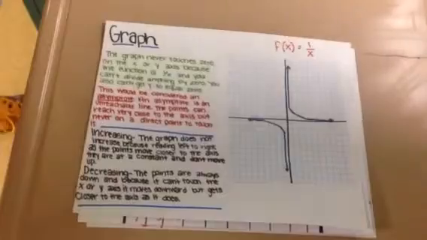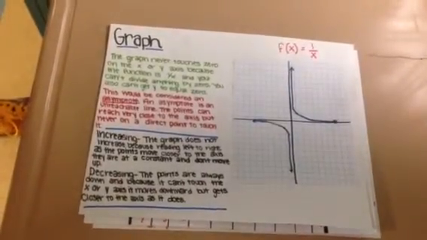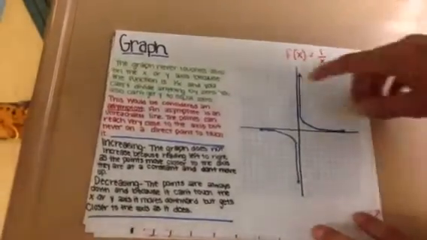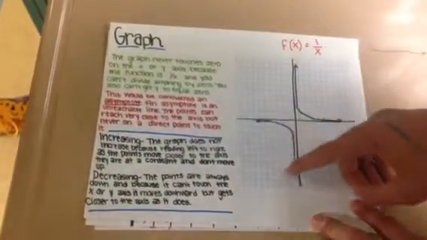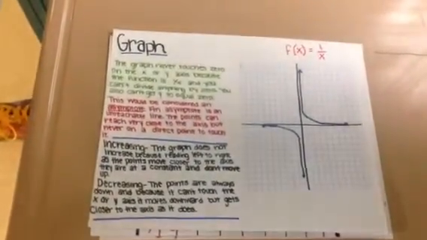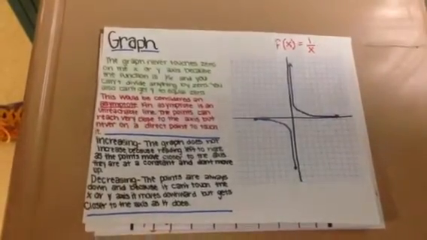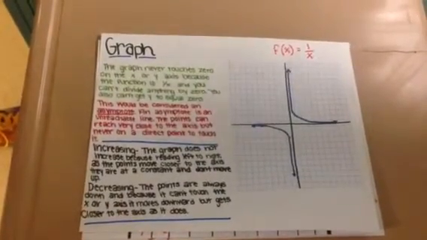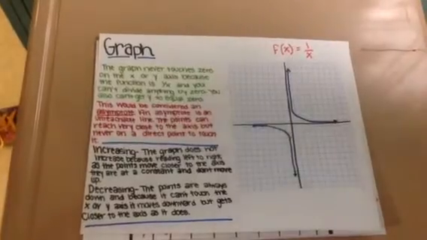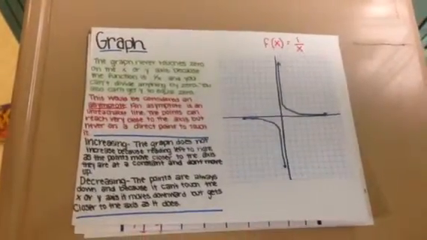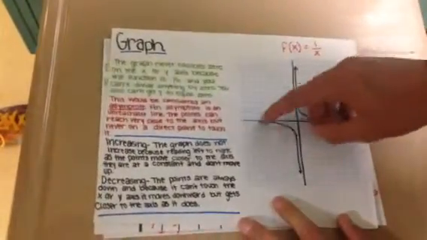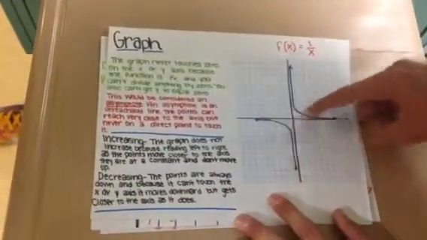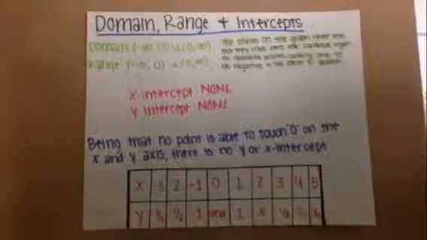Increasing. The graph does not increase because, reading left to right, as the points move closer to the axis, they're at a constant and don't move up. The decreasing points are always down, and it can't touch the y or x axis. It moves downward, but gets closer to the axis as it does. This means it's always going downward, but never going up, so therefore it's 0, infinity.